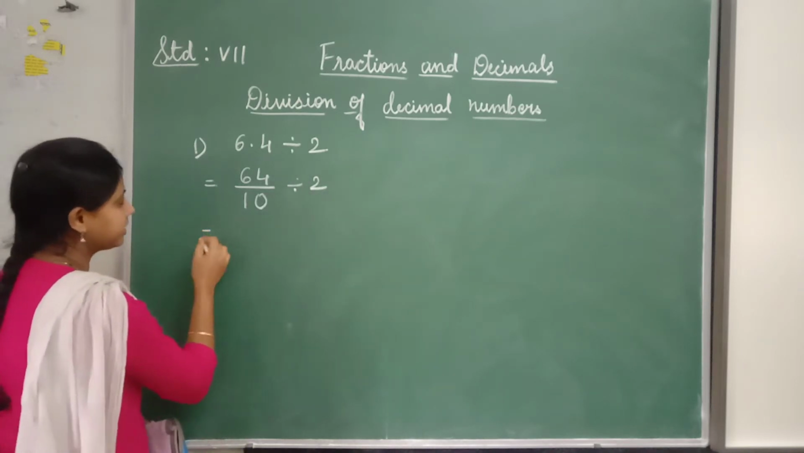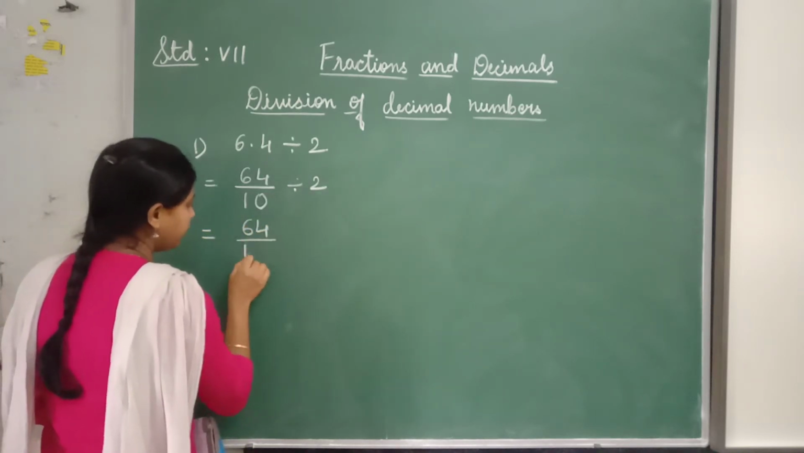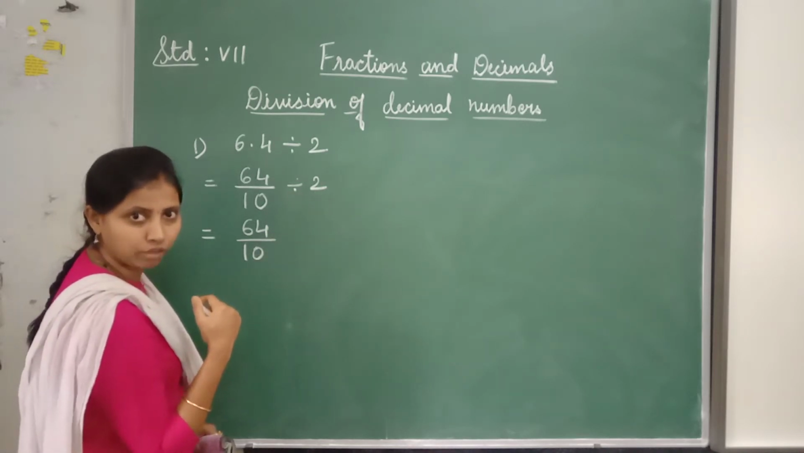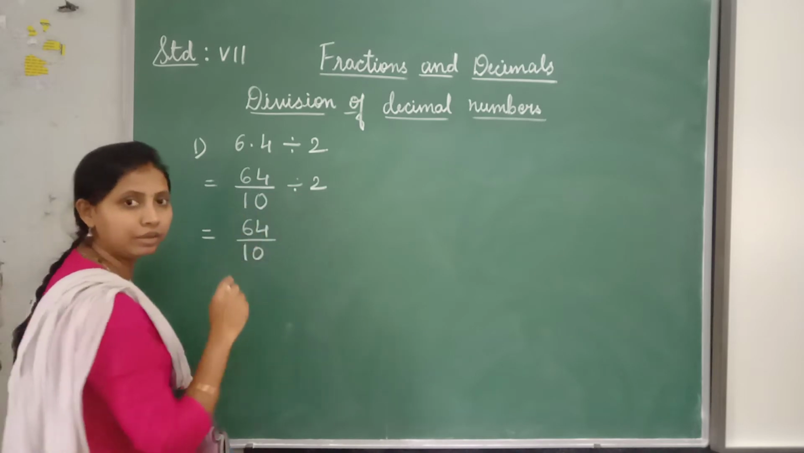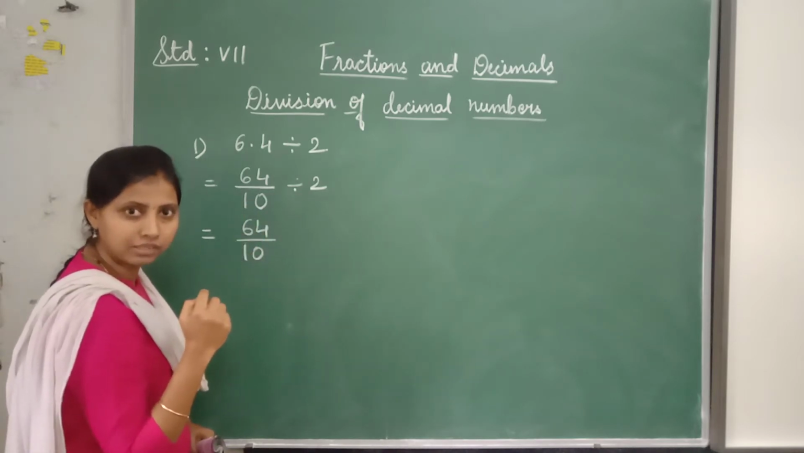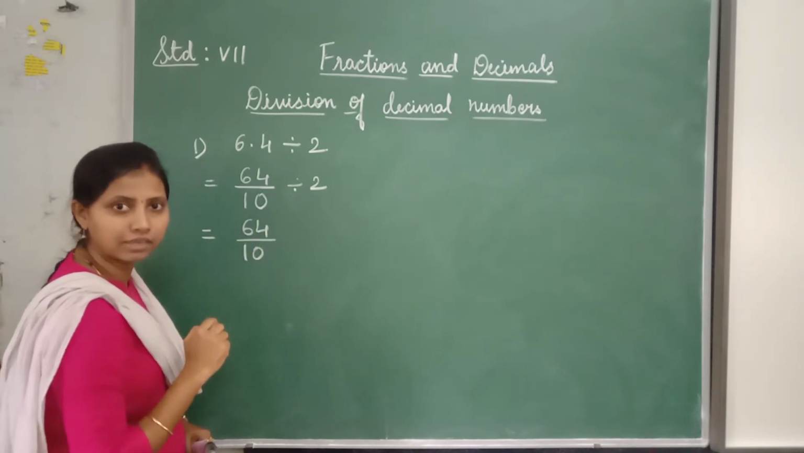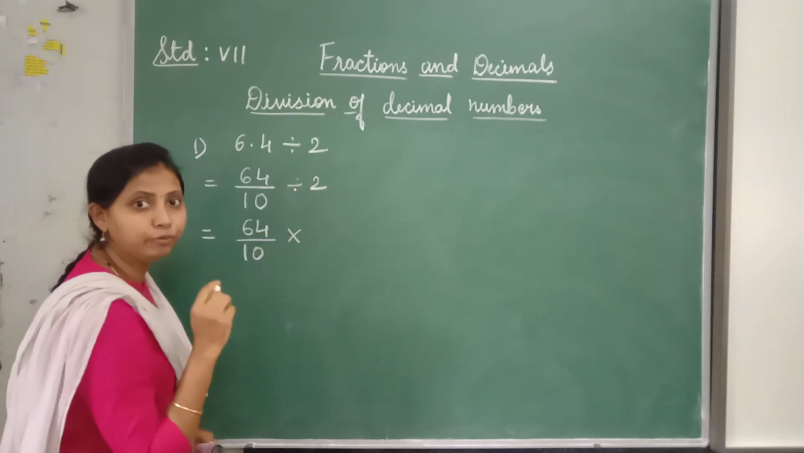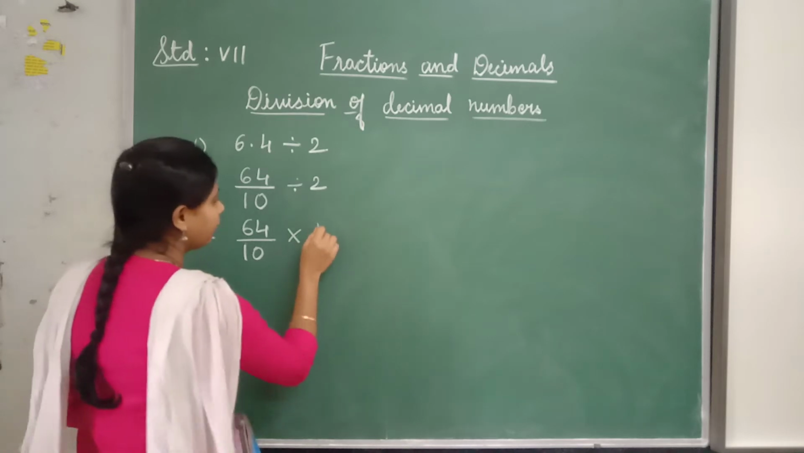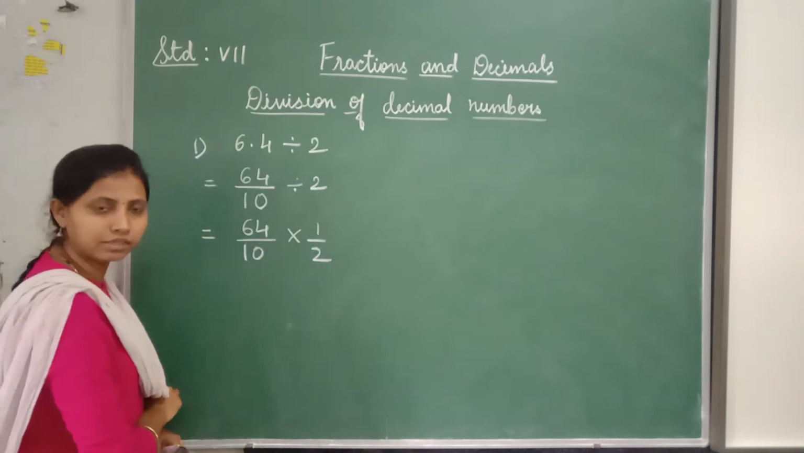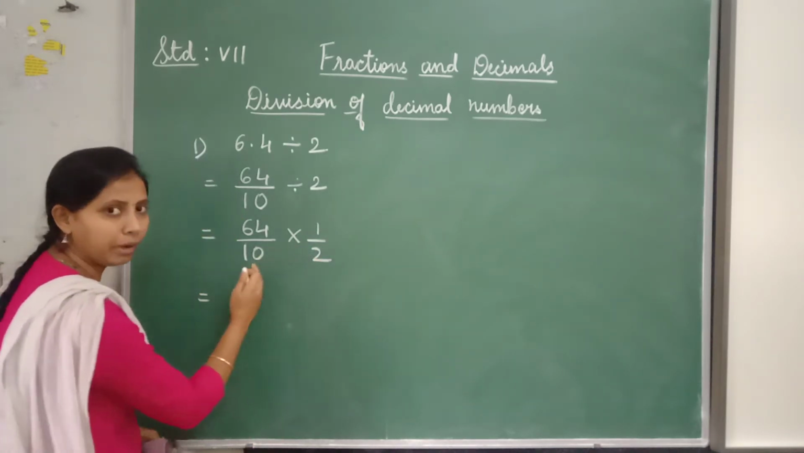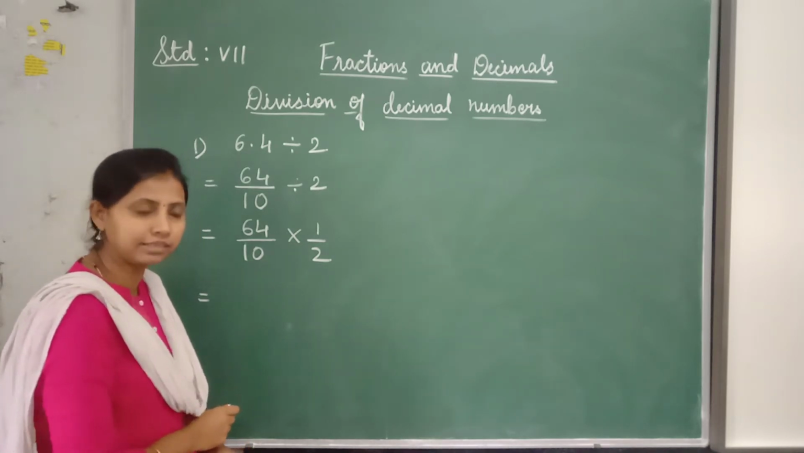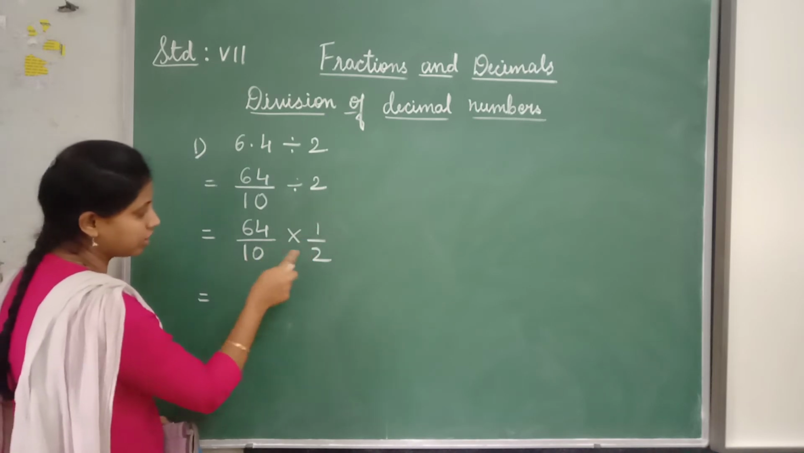Then in the next step, 64 upon 10, convert this division into multiplication. You have learned the division of fractions in earlier classes. So now it will be multiplied by the reciprocal of 2. The reciprocal of 2 is 1 by 2. Now this is nothing but multiplication of fractions, which you also learned in earlier classes. So now you can cross cancel.